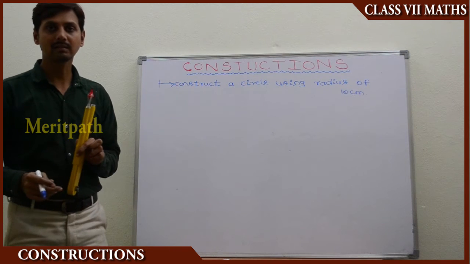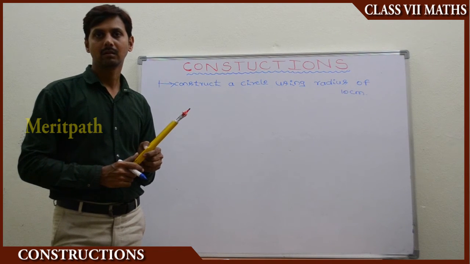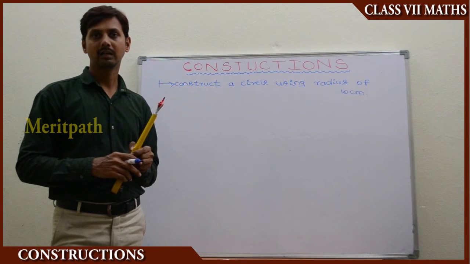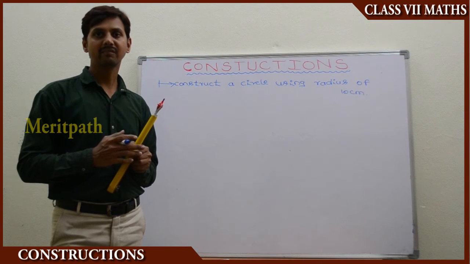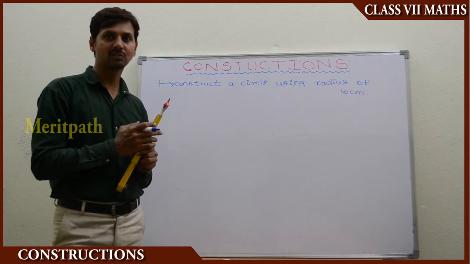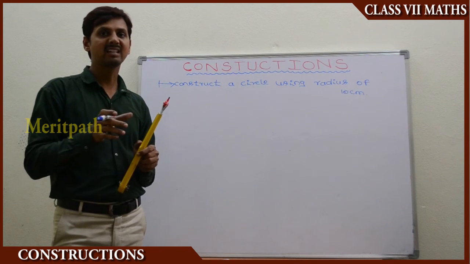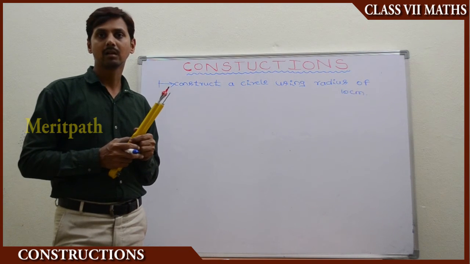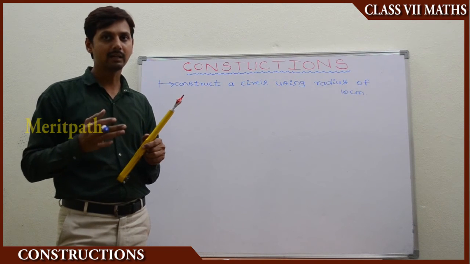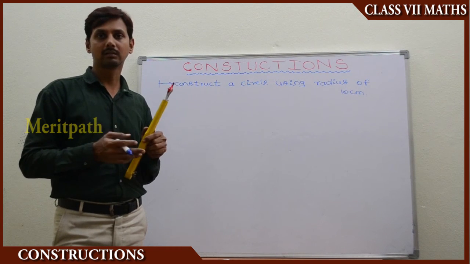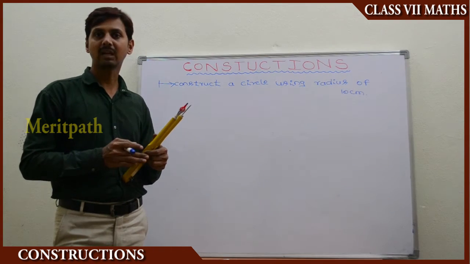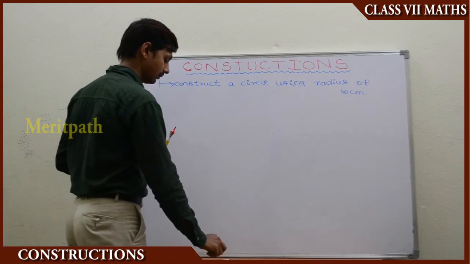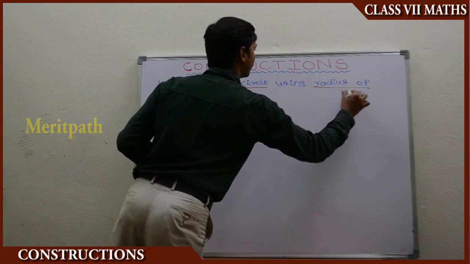What we have learned in previous classes and the previous chapter about geometry: a circle is a simple closed plane figure which has a fixed point and a fixed distance. The fixed point is called the center, and the fixed distance is called the radius. Using the radius we'll draw a circle, and with different radii we can draw different circles. That concept we have learned in the previous chapter. So let's draw a circle choosing a radius of 10 centimeters.